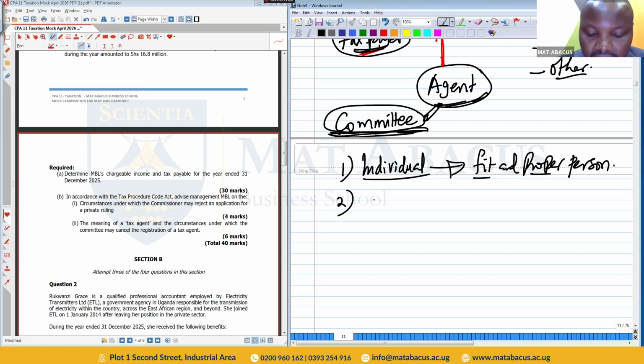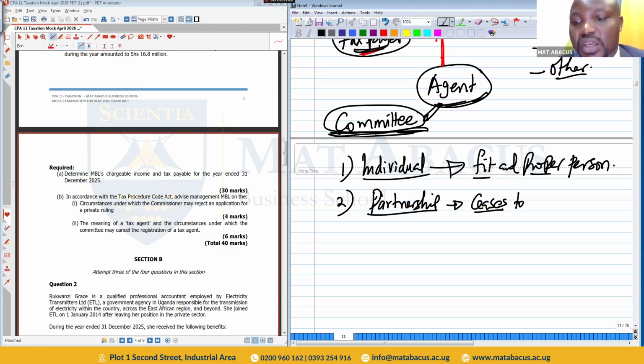2, in case it is a partnership, it is where the partner who has been nominated to act as a tax agent ceases to be a partner. When a partner ceases to be a partnership partner, or the partnership has selected another person to act as a tax agent, then it means that this other partner will be cancelled to be a tax agent.